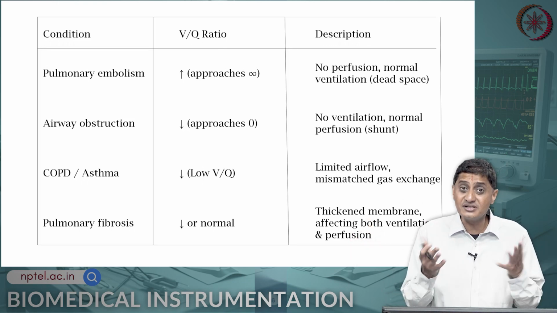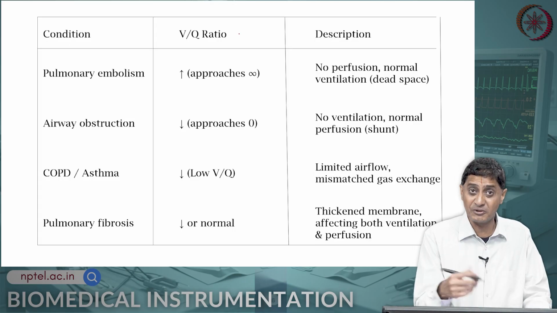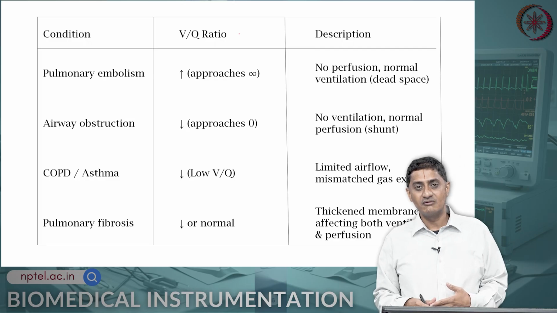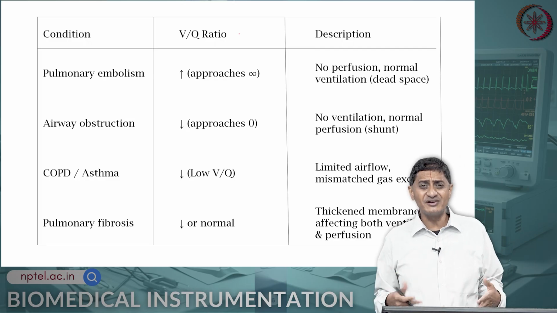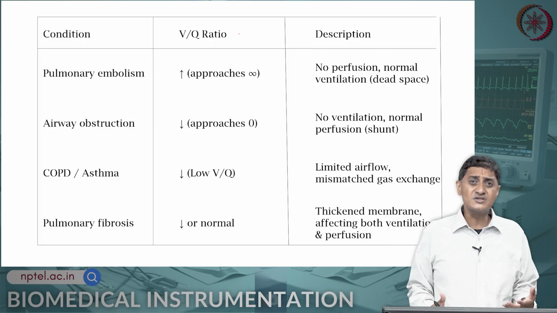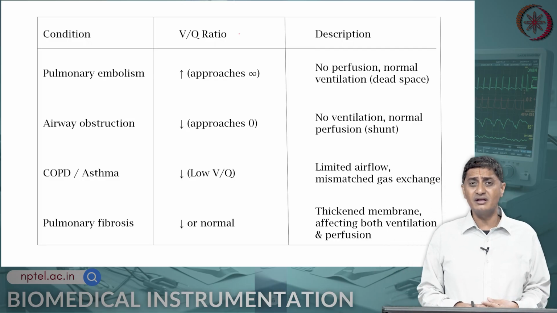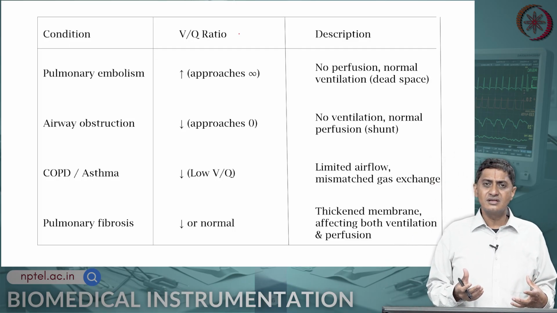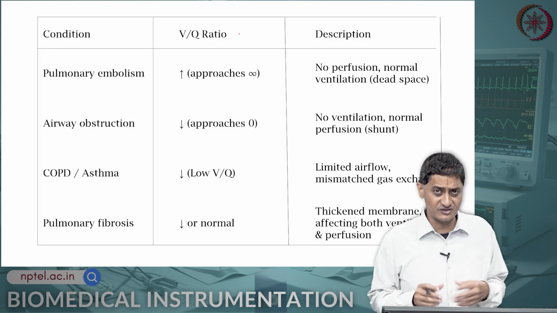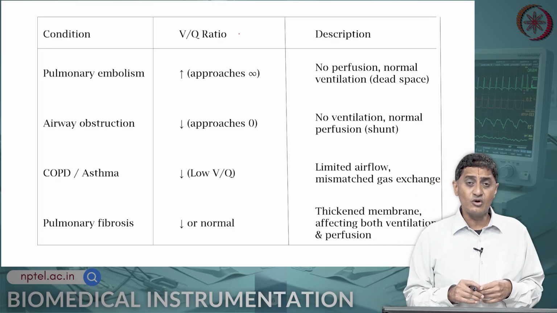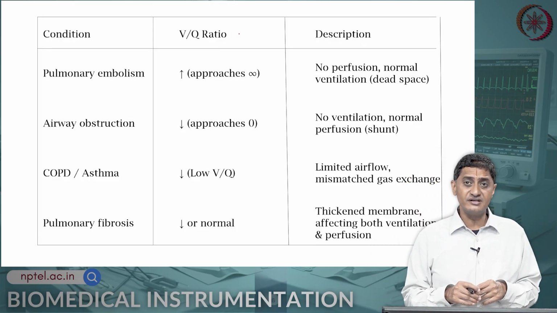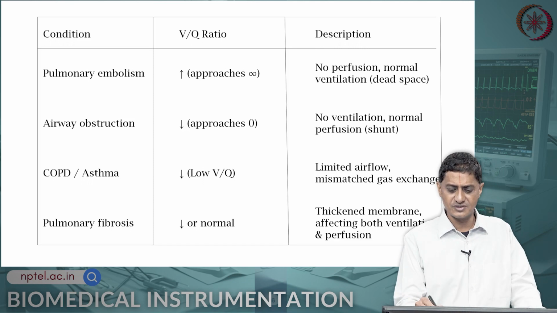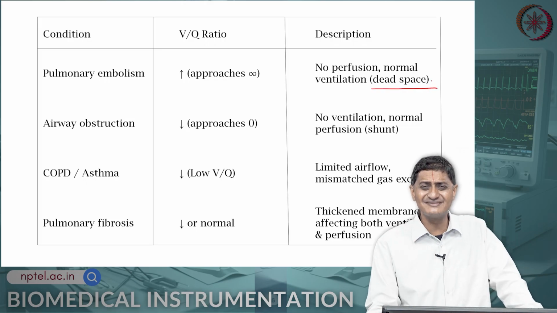In this case, perfusion does not happen because we are interested in ventilation to perfusion ratio. Perfusion does not happen at all, but ventilation is normal. This will prevent oxygenation of the blood. What is the most oxygen hungry organ of your body? The brain. The brain tissues can stay alive only for so many minutes without oxygen. So, when V by Q ratio approaches infinity, or when Q approaches 0, there is no perfusion. This is a situation where there is just dead space.